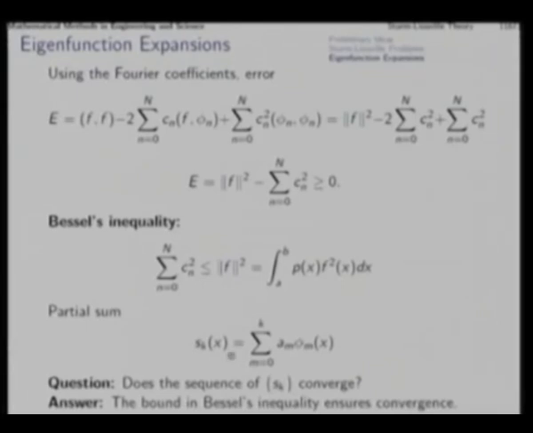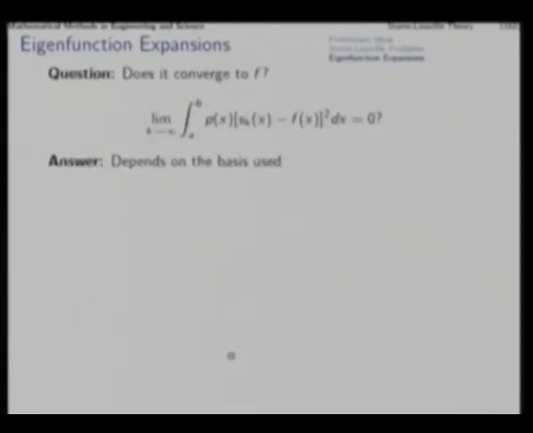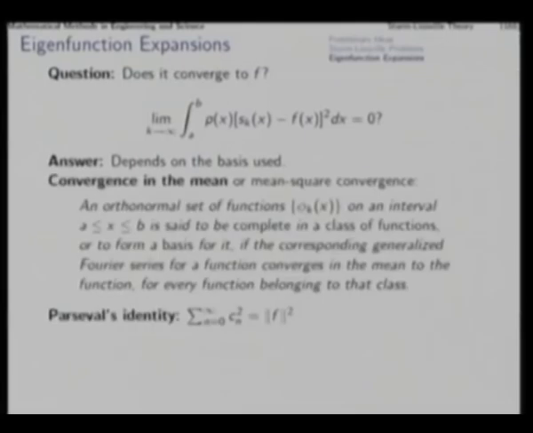Now, we can omit these steps, and the most important result out of this entire eigenfunction expansion is that this is Parseval's identity. So, we say that an orthonormal set of functions on an interval is said to be complete in a class of functions, or to form a basis for it, if the corresponding generalized Fourier series converges in the mean to the function.